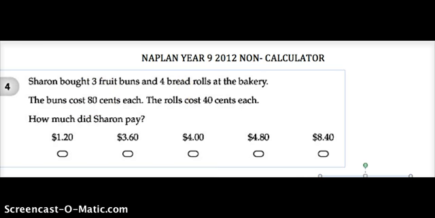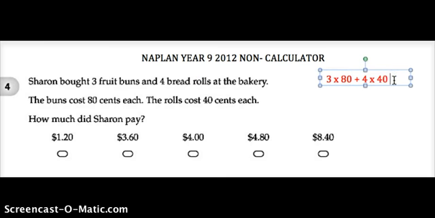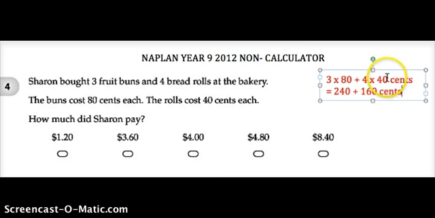So we've got 3 times 80 plus 4 times 40. And remember, this is all in cents, so I'll just put cents there. Okay, now, working that out, 3 times 80 is 240, because you can just do 3 times 8 is 24 and then add a 0. And 4 times 40, to work that out, 4 times 4 is 16 and then we just add a 0. So we get 160 cents.